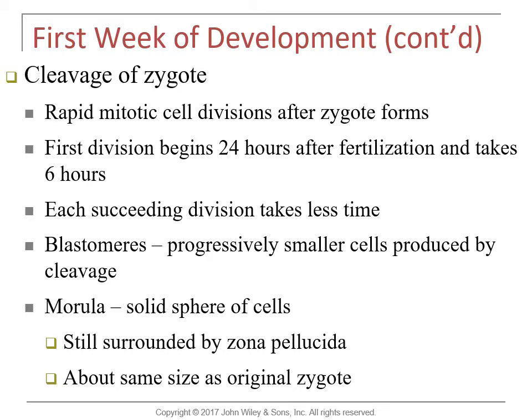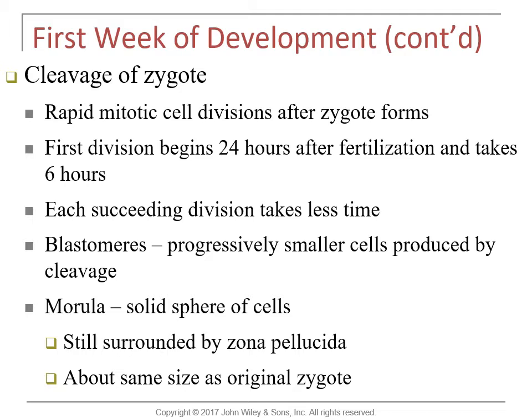Now we're going to talk about the cleavage of the zygote. After fertilization, rapid mitotic cell divisions of the zygote called cleavage take place. The first division of the zygote begins about 24 hours after fertilization and is completed about 6 hours later. Each succeeding division takes slightly less time. By the second day after fertilization, the second cleavage is completed and there are 4 cells. By the end of the third day, there are 16 cells.